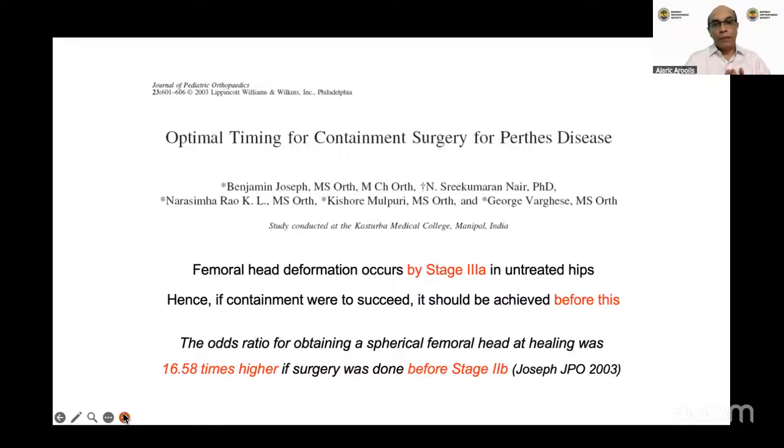So here's the landmark paper that came out from one of the stalwarts of Perthes disease, Professor Benjamin Joseph, and here's a paper published by him with Kishore as a co-author, which really showed us the optimal timing for containment, saying very clearly that femoral head deformation occurs in the early healing stage. And therefore, if containment is to succeed, it should be achieved before this, and showed very nicely from a large series of cases that the odds ratio for obtaining a spherical femoral head, that's a Stulberg 1 or 2, was more than 16 times higher if the surgery was done before stage 2B.